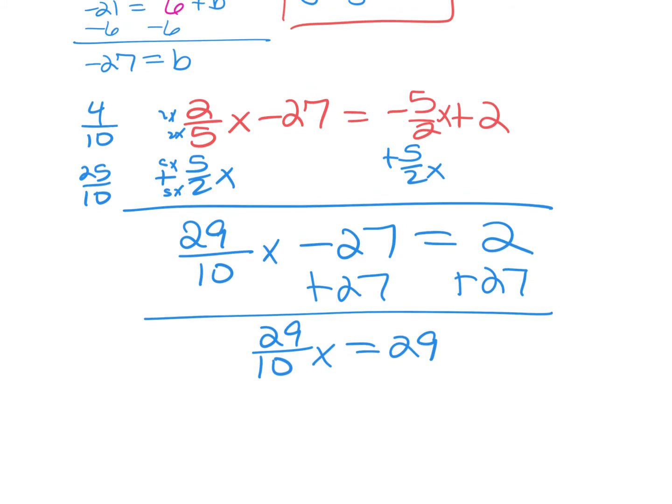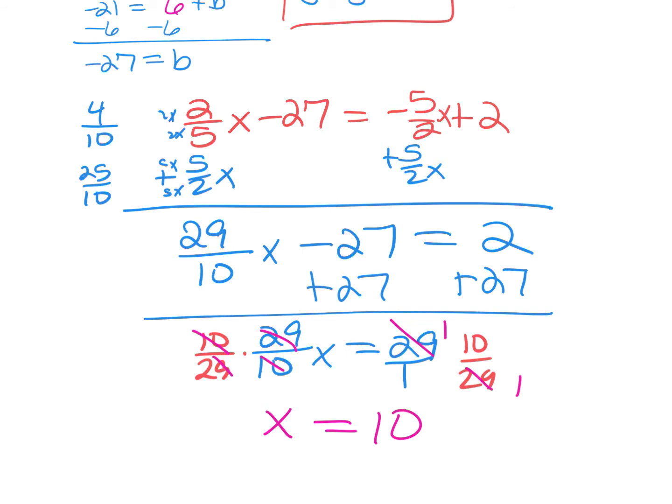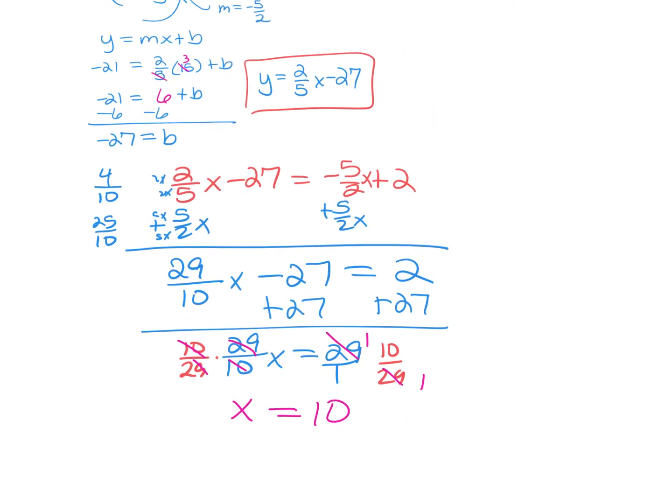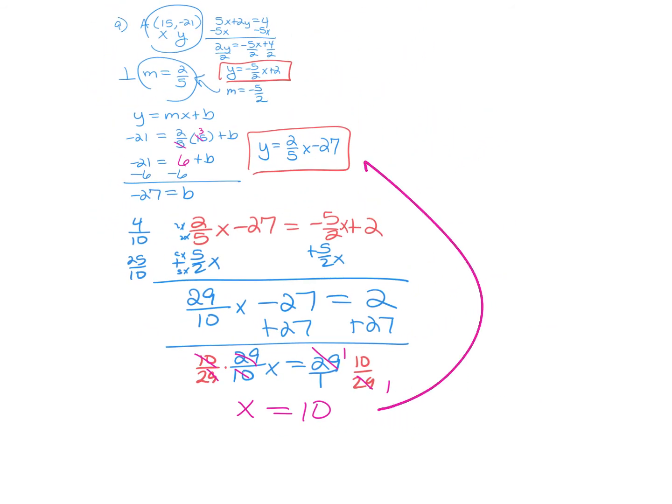I now need to divide by 29 over 10. Again, I like to just put the reciprocal, because that's what I'm doing, multiplying by the reciprocal when I divide. Notice what's nice is all of this just becomes an x. The 29s also cancel. So the x of my intersection point is 10. And now I need to plug it back into one of them to get the y. It doesn't matter which. I can either plug it in here, or here. I'm still going to get the same y value.